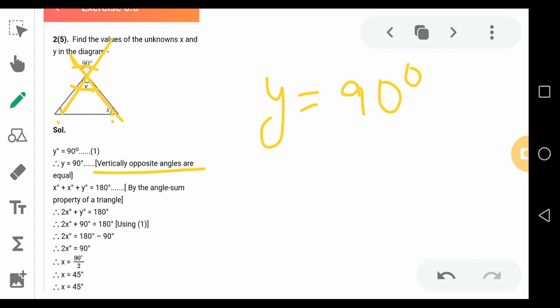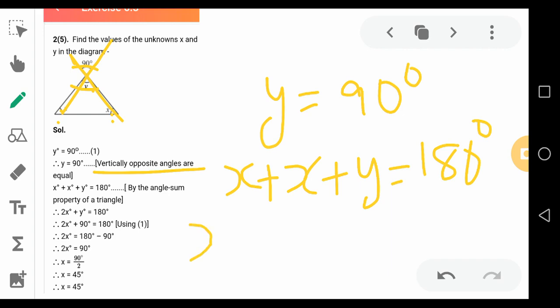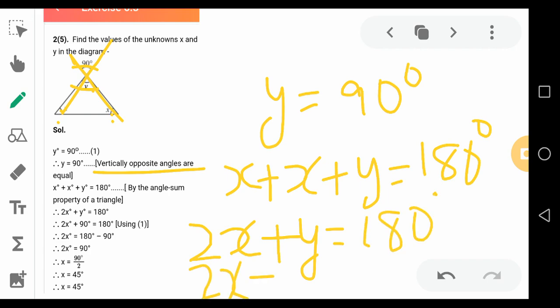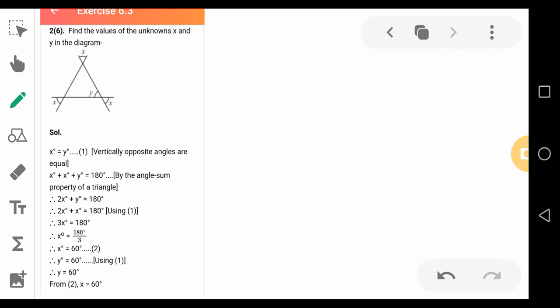X and x. So how will you write x? They all are interior angles, right? So x plus x plus y is equal to, you have to write the angle sum property, 180 degree. X plus x is 2x plus y is equal to 180 degree. Okay. 2x plus, what is y? Y is 90 degree, right? So 2x plus 90 degree is equal to 180 degree. So 2x is equal to 180 minus 90, it is 90. So x is equal to 90 divided by 2, that is 45 degrees. Understood? That's how you have to find.